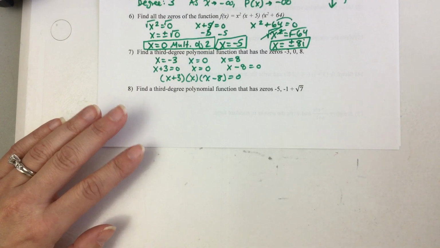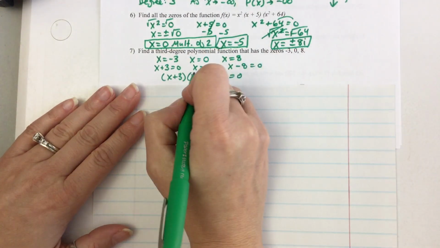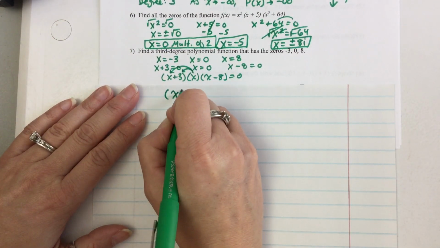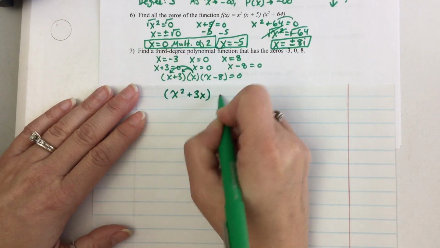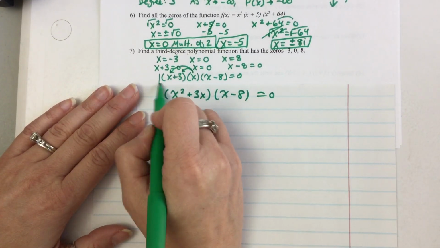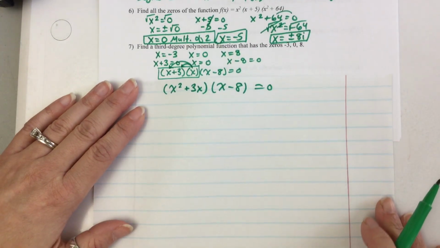Now what I need to do is go ahead and multiply it. Remember, you can multiply in any order. So what I'm going to go ahead and do is distribute this x here. That would make that x squared plus 3x, and I'd have x minus 8 equals 0. Okay, so what I did is I multiplied these two first. One term times two terms, so I distributed.